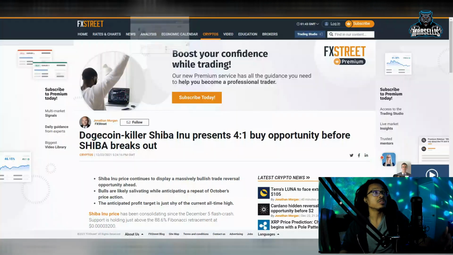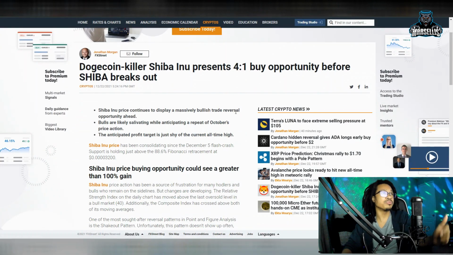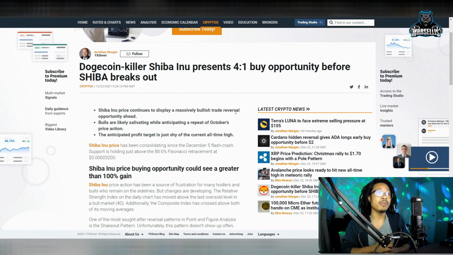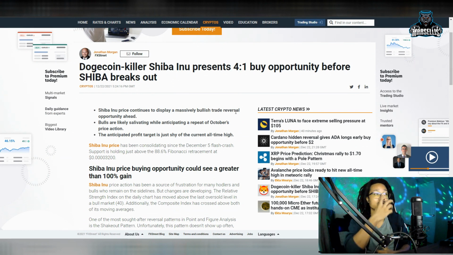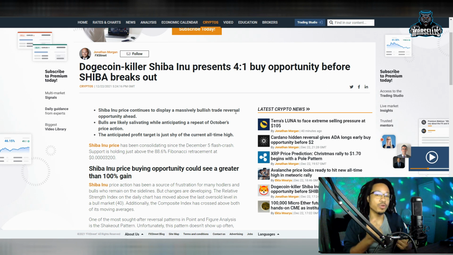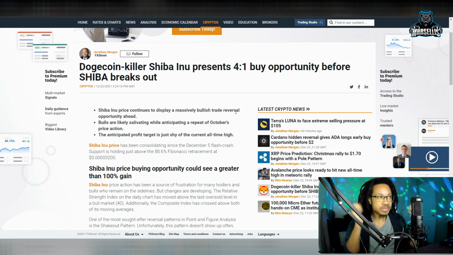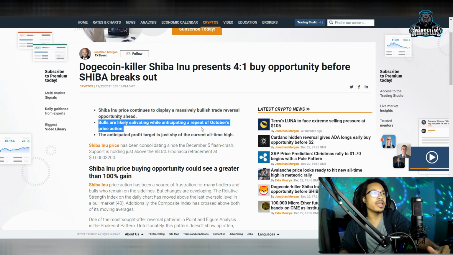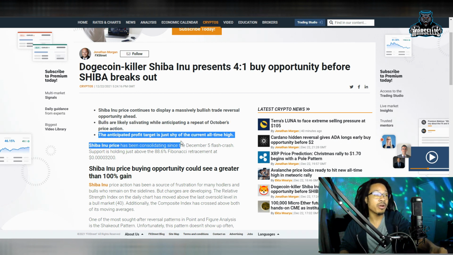But anyways, let's move on with this technical analysis. The headline reads: Shiba Inu presents a 4-1 buy opportunity before SHIB breaks out. So they're saying that SHIB is about to break out, and this is a 4-1 buying opportunity. Shiba Inu price continues to display a massively bullish trade reversal opportunity ahead. Bulls are likely salivating while anticipating a repeat of October's price action. The anticipated profit target is just shy of the current all-time high.